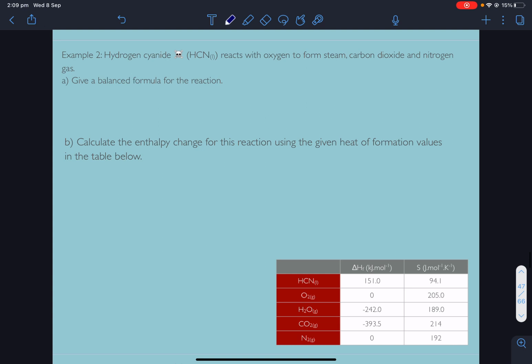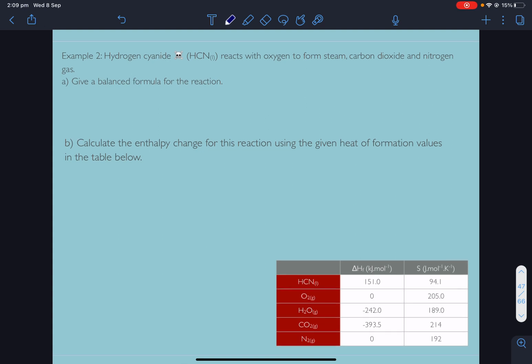All right, let's do this one. Hydrogen cyanide. Please don't smell it. HCN, liquid, reacts with oxygen to form steam, carbon dioxide, and nitrogen gas. Give a balanced formula for the reaction. Okay, there's hydrogen cyanide, HCN, liquid, reacts with oxygen, O2, to form steam, or H2O gas, plus carbon dioxide and nitrogen.